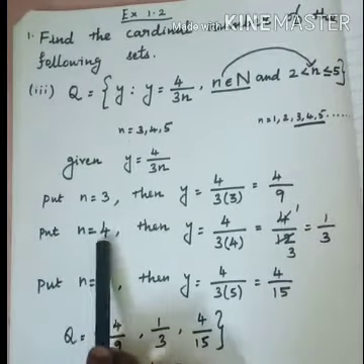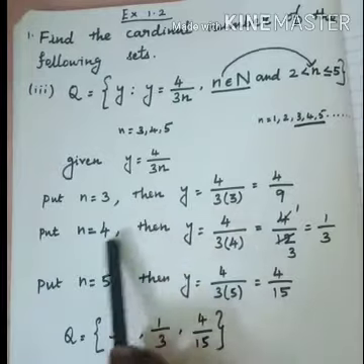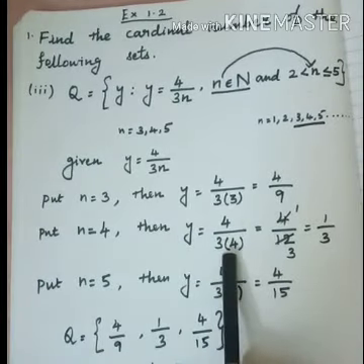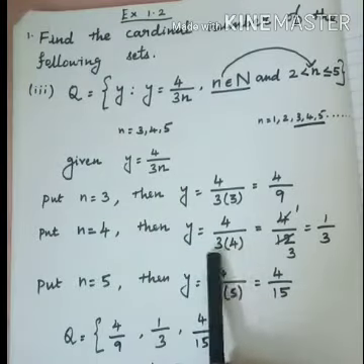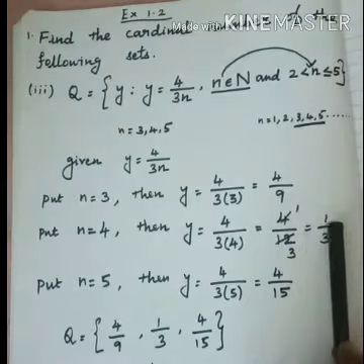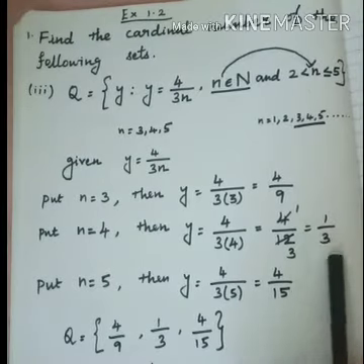And then, the second value, n is equal to 4. Then y is equal to 4 by 3 into 4. The n value is 4 here. So 3 into 4, 4 by 12. Cancelling in the 3 table, we get 1 by 3 as the second element.